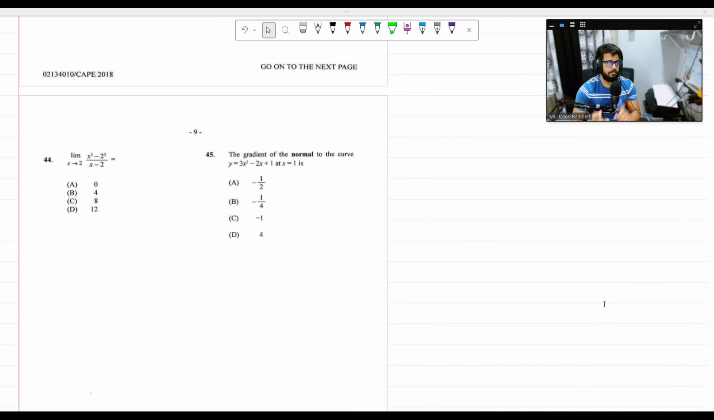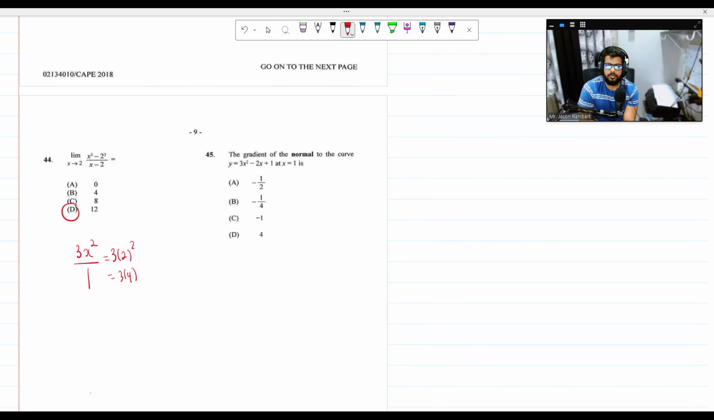Alright, so again, indeterminate. Differentiate the top, 3x squared. When I differentiate 2 cubed, that is a constant, so it is 0. The bottom is just 1. Plug in x is equal to 2. 3 into 2 squared, 3 into 4, and again 12. Bam, shot are done.